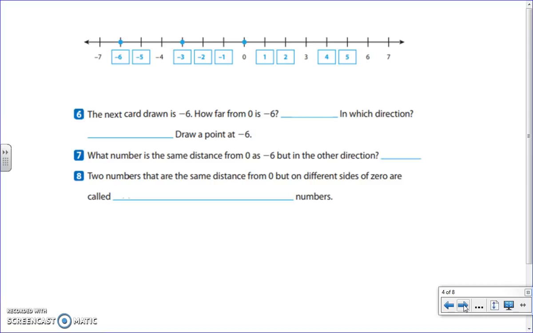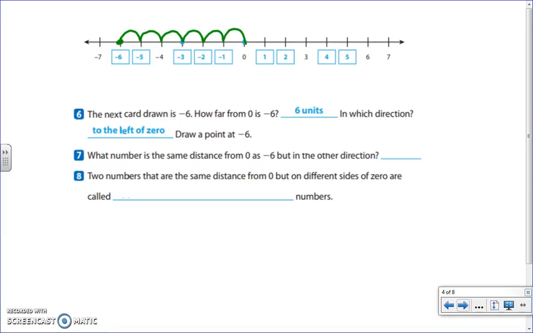It says the next card drawn is -6. How far from 0 is -6? Well, let's just take a look here. If here's -6, let's count to see how far away it is. 1, 2, 3, 4, 5, 6. -6 is 6 away from 0. It is 6 to the left of 0. And so we're going to draw a point at -6. There's that point right there. I think it's already on your paper.